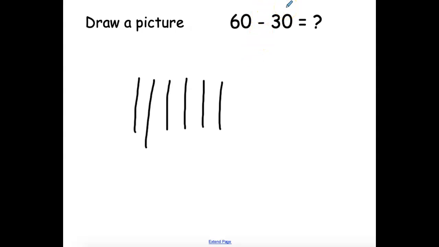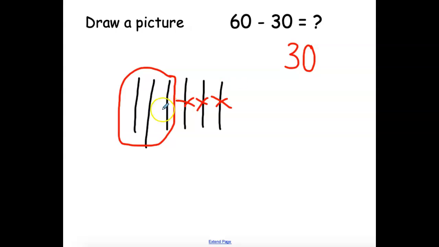That means what we're going to do is cross out 3 groups of 10. 10, 20, 30. What we have left over is our answer. So 3 tens, our answer is not 3, but 30, because we have 3 groups of 10.